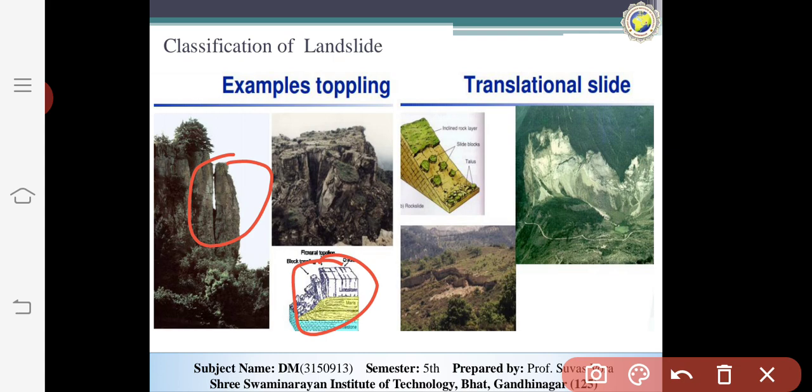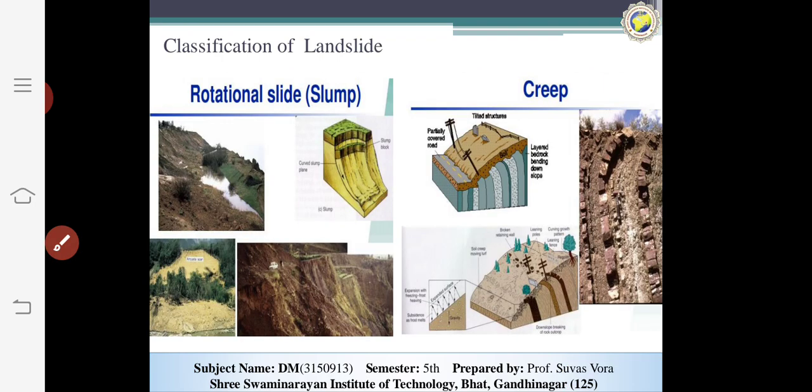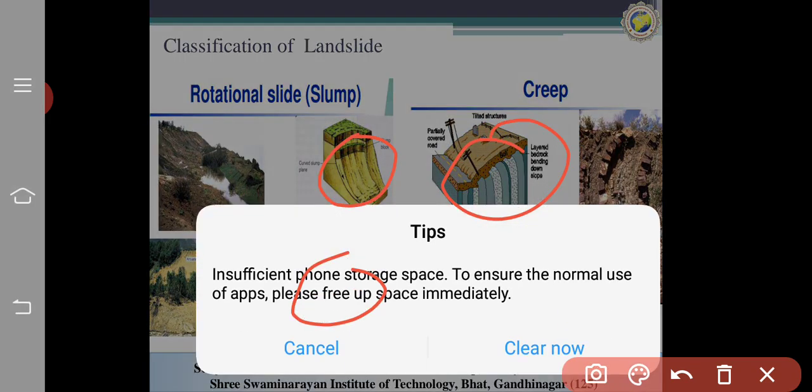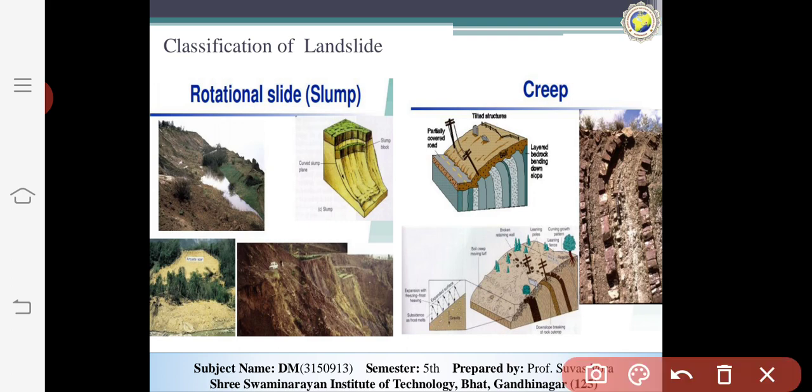In the translation slides, the material moves downside along the slope. This is called a translation slide. Then the rotational slides: each one is a basic example of rotational slides, which you can see here. And the creep means the slow movement over the surface. This is called a creep.